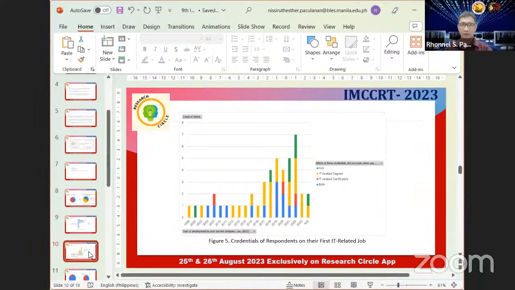Figure 5, credentials of respondents on their first IT-related job. This figure relates the qualification each respondent held when they applied for their first IT job. According to the figures, 42.31% of the respondents had an IT degree, while 5.77% had an IT-related certification. And lastly, 25% had both an IT-related degree and a certification, and 13.46% were just starting their first IT-related job.